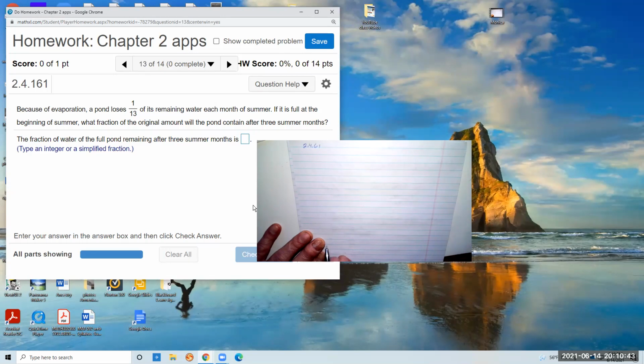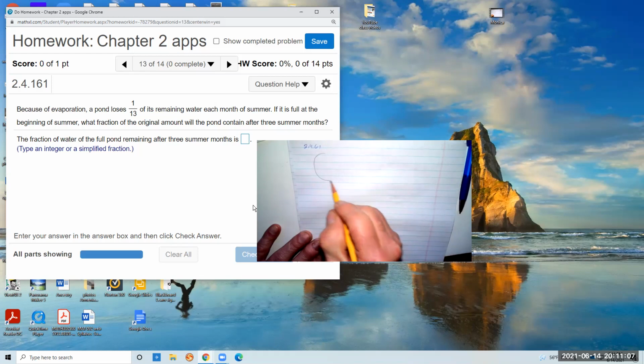This is a very interesting problem, and it was very challenging to me when I first saw it. It says, because of evaporation, a pond loses 1/13 of its remaining water each month of the summer. If it is full at the beginning of the summer, what fraction of the original amount will the pond contain after 3 months? Well, let's draw a picture.